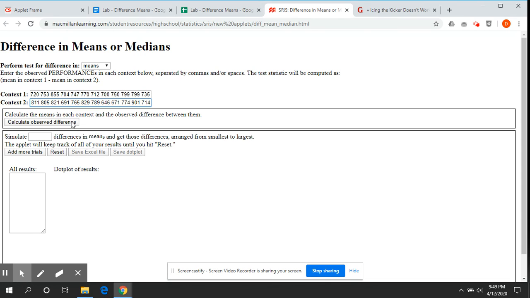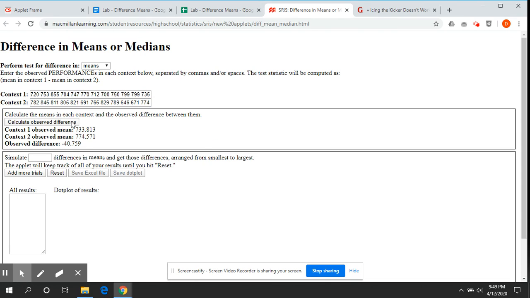All right, and then I say calculate observed difference. That'll tell me that the National League teams, because those are the ones I pasted in first, average 733 runs. The American League teams, which I pasted in second, average 774 runs, which means there was a gap of 40 runs between National League and American League on average. When we averaged all the teams together, the gap was 40 runs.